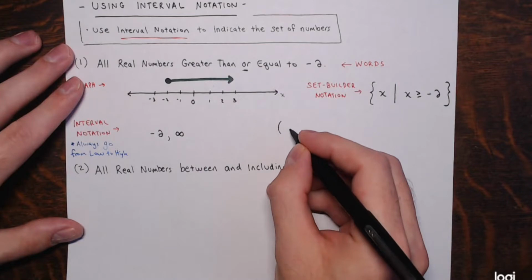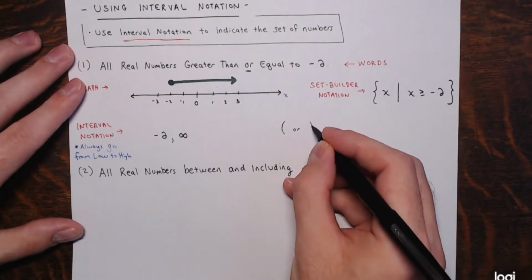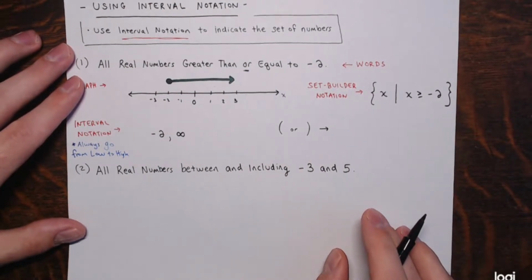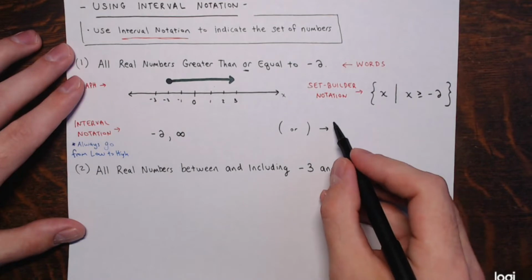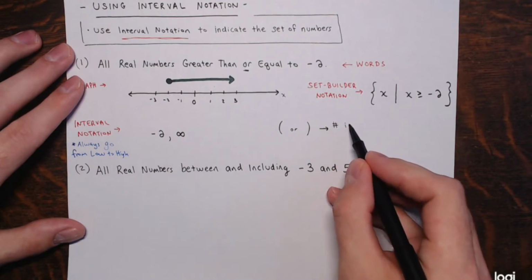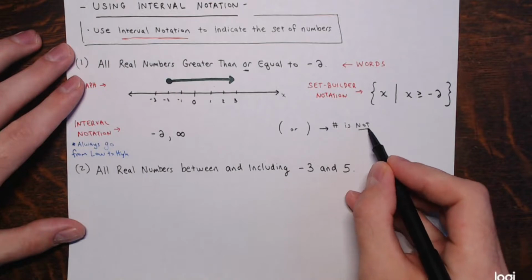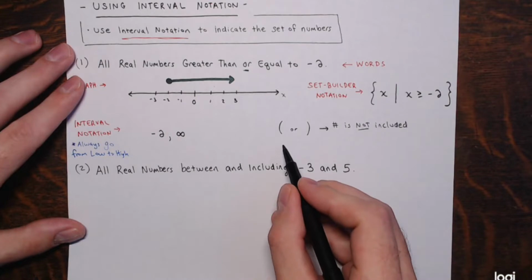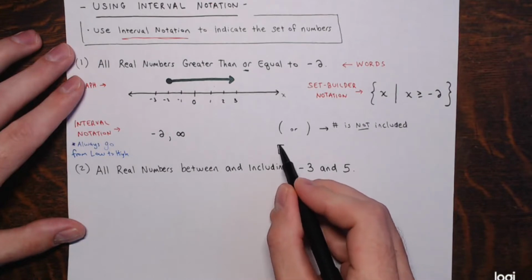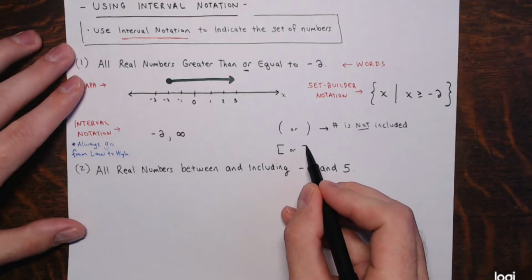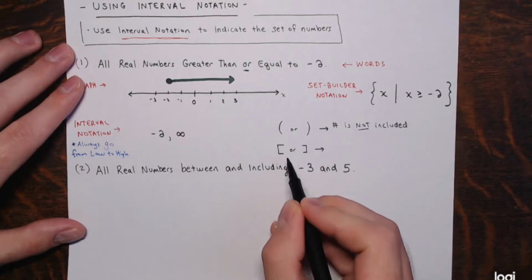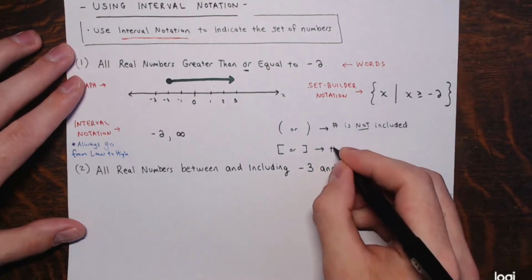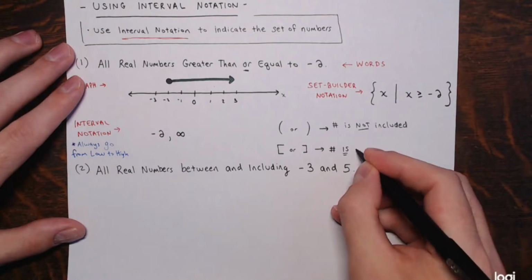Now if you use a parenthesis, a left parenthesis or a right parenthesis, this indicates that the number on the end is not included in the set. But if you use a rectangular bracket, on the left end or on the right end, this symbol will indicate that the number on the end is included in the set. Number is included.